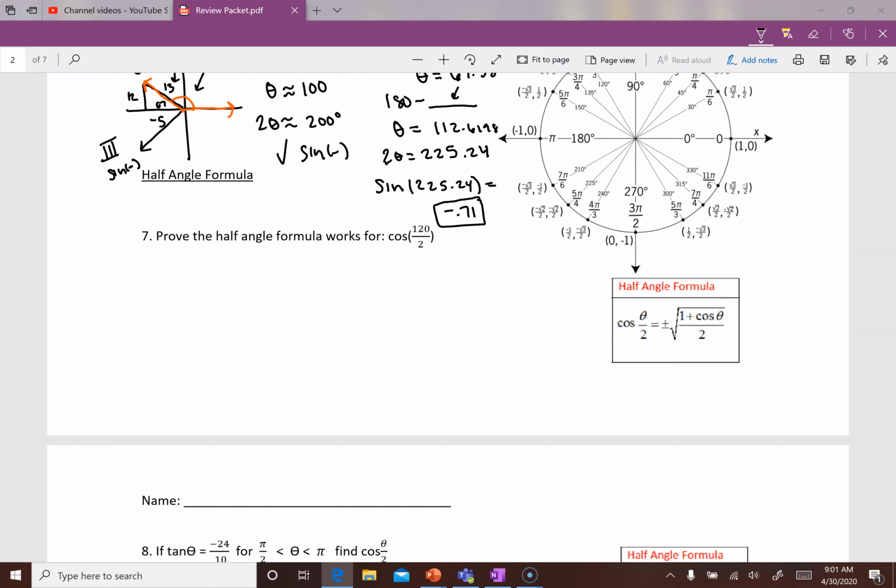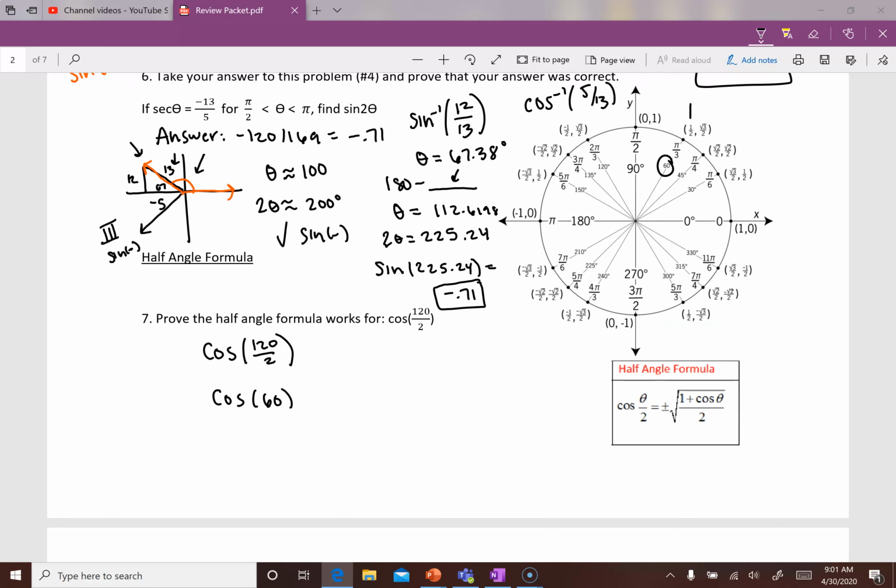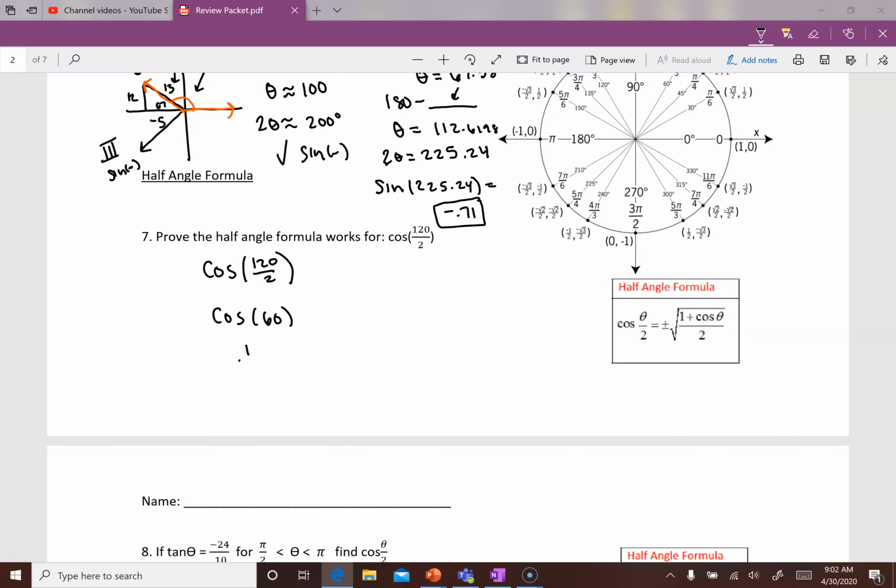Let's prove that the half angle formula works. So again, I'm going to work straight down here. I'm going to say cosine of 120 over 2, and that's going to give me cosine of 60. And I go back to my unit circle here. 60 is right here, and my cosine is 1/2. Okay, so I'm just going to write that as 1/2. Now I need to apply the formula, which is plus or minus the square root of 1 plus cosine theta over 2. Well, we actually have to think about, is our answer going to be positive or negative?